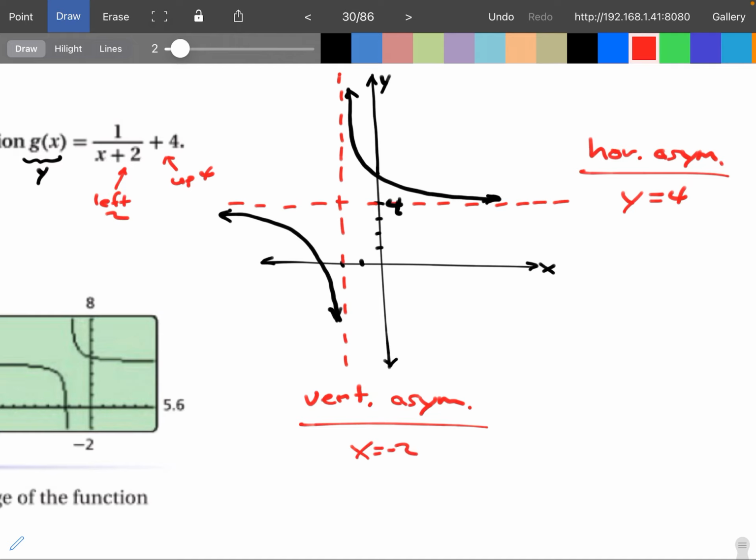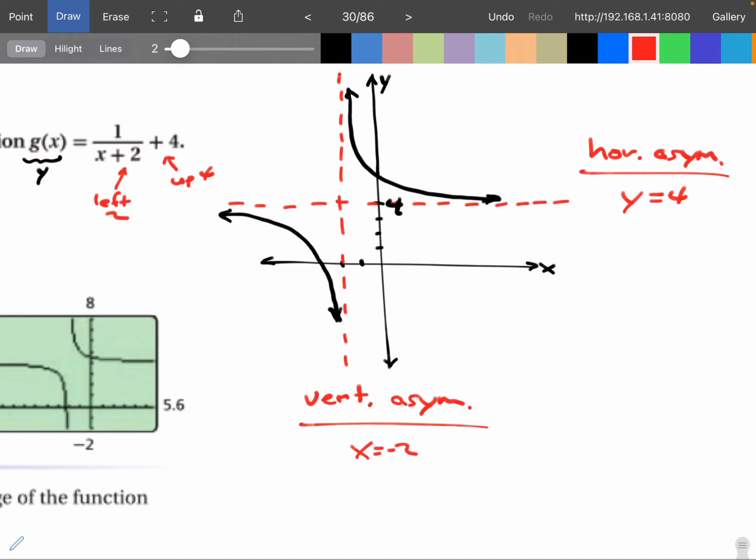What's the domain of a function? What's the domain all about? Do you remember? Domain and range? Nobody? The domain is all the x values on the graph. All right? The domain is the set of all the x coordinates that come from the points on the graph.